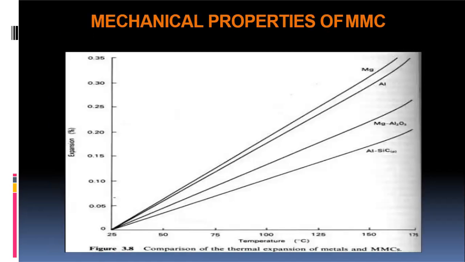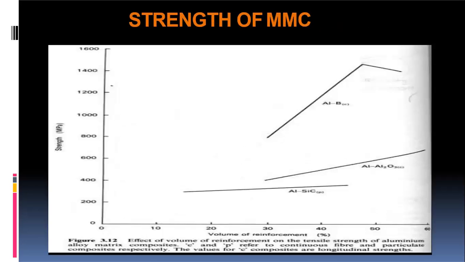Then we can see the mechanical properties, the desired mechanical properties that come with the different metals. Here in the graph we can see magnesium aluminum oxide, and aluminum silicon carbide. So these are the different mechanical properties of metal matrix composite, and the strength of the MMC. So what are the volume reinforcements of the metal matrix composites?